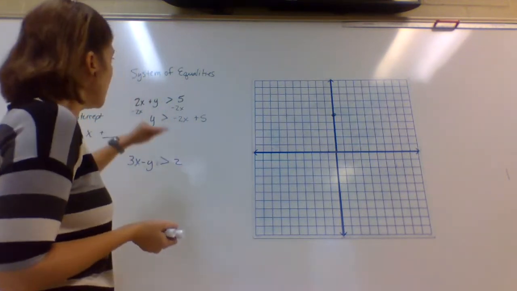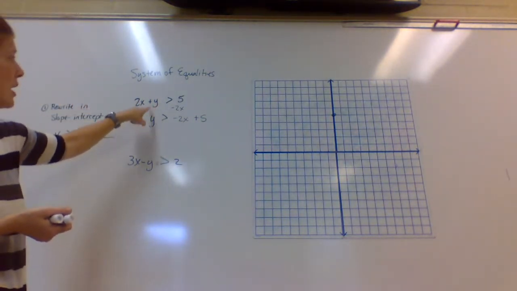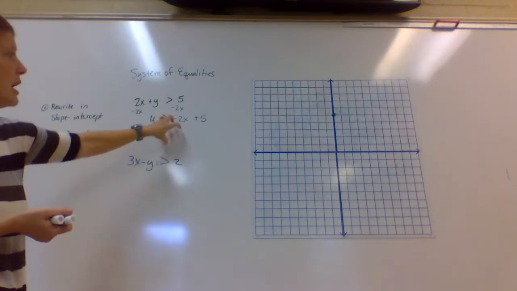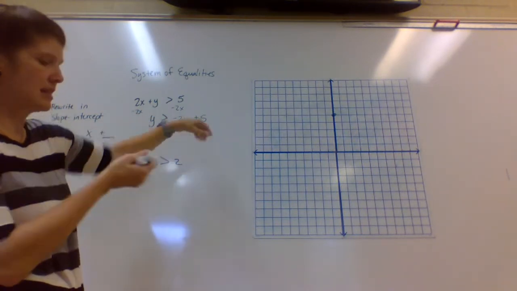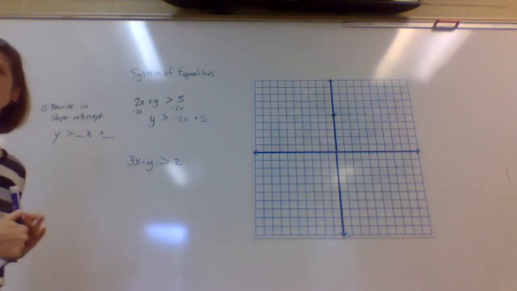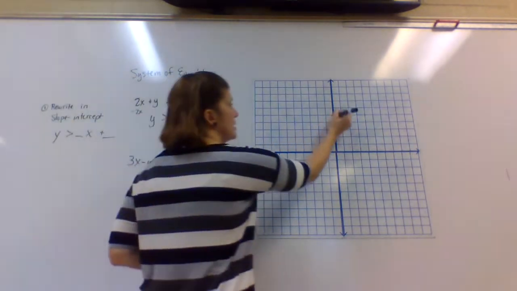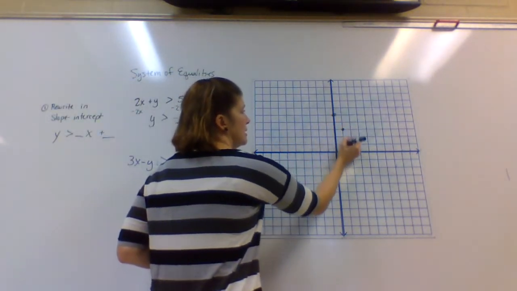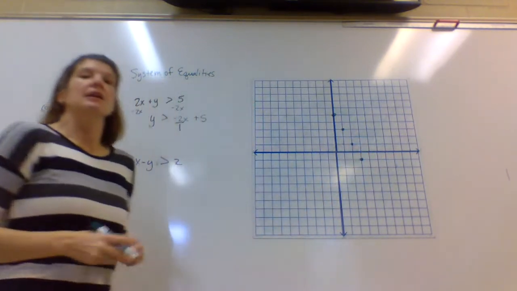So, okay, step one is rewrite each one in slope-intercept form. So I just got the y by itself, and now I'm going to graph it. I put a dot on the 5 on the y-axis, and then what's the slope of this inequality? Negative 2 over 1. So I want to go down 2 over 1, down 2 over 1. I do it a couple of times to make it easy to draw my line.